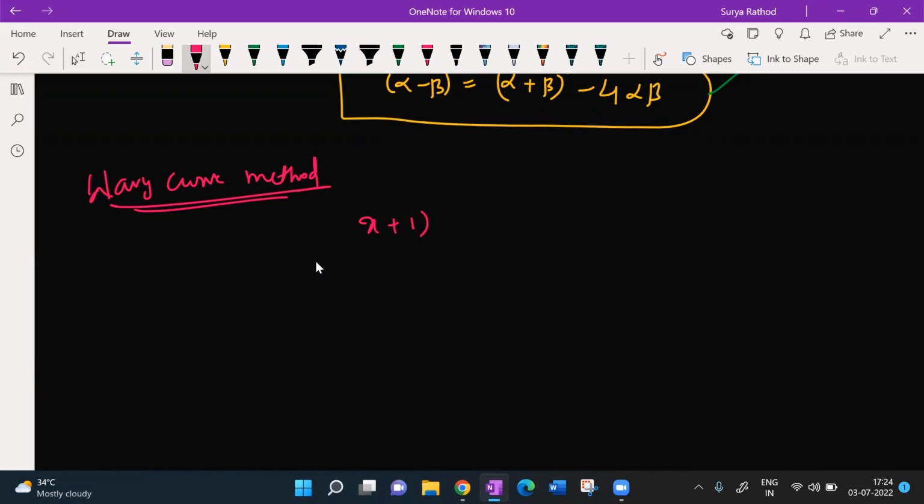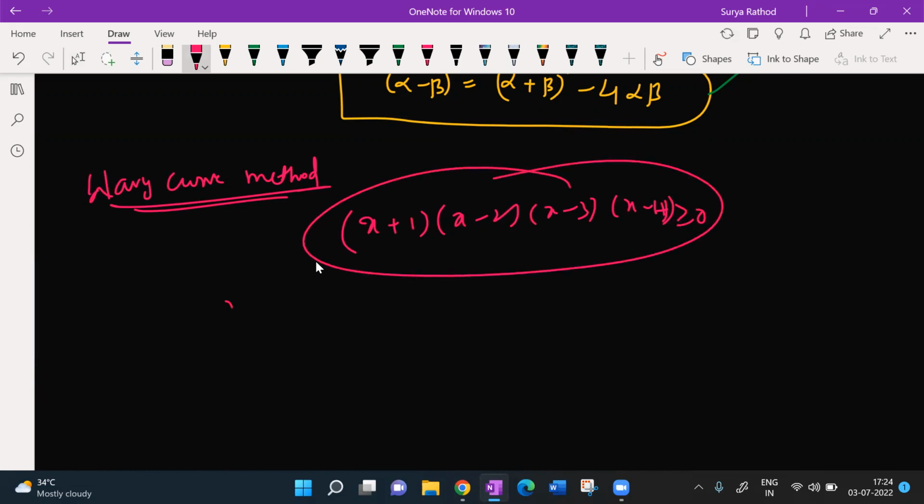Let's say that you have x plus 1, x minus 2, x minus 3, x minus 4 greater than or equal to 0. How to solve this linear inequality? Sometimes they will ask you to take x plus 1 into x minus 2 whole divided by x minus 1 whole square or x minus 1 less than or equal to 0.